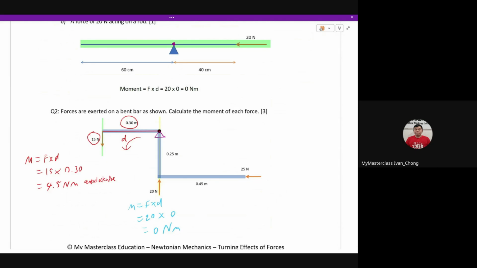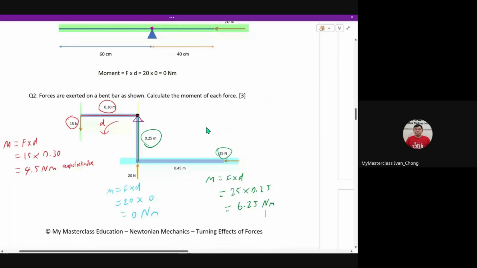Okay. Last one over here. If you have force, if you extend it out, you will have a perpendicular distance, right? So where's that distance itself? Is from here all the way down. So this is for this guy. Okay. So over here, your moment is F times D. You have 25 and 0.25, right? And 6.25 Newton meter. And don't forget, what direction is this? This is actually, we're going down and left. So down and left, we actually have this. This is actually a clockwise moment.